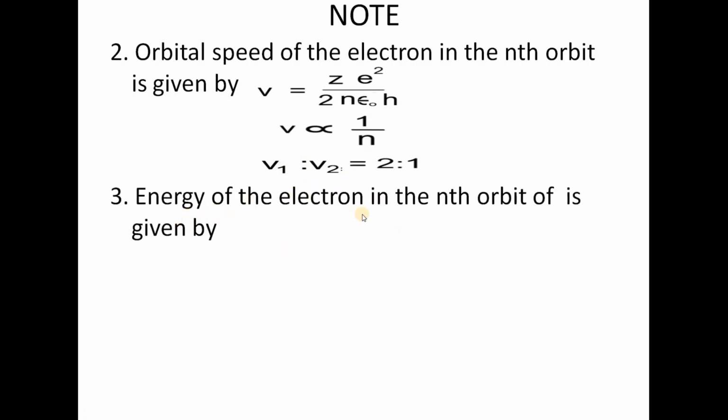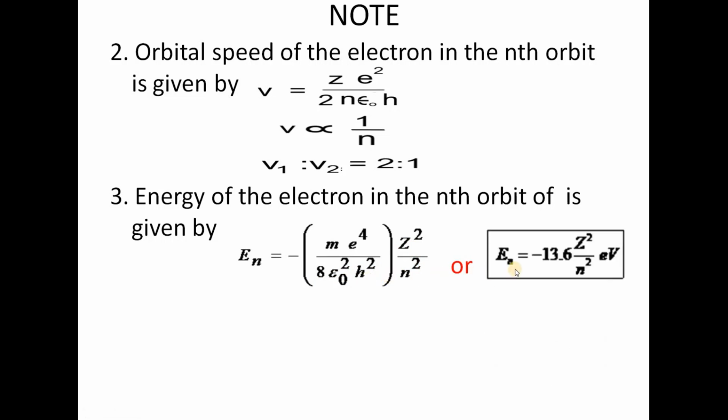Now the third point is, the energy of the electron in the nth orbit is given by this formula, En is equal to minus m e power 4 divided by 8 epsilon naught square h square into Z square by n square. Or we can also write it like this, because here m is the mass of the electron, constant, e is the charge on the electron, that is also constant, epsilon naught is the permittivity of free space, that is also constant, h is Planck's constant. So if you simplify this, you will get minus 13.6 Z square by n square. Energy is in terms of electron volt. This equation we already derived.